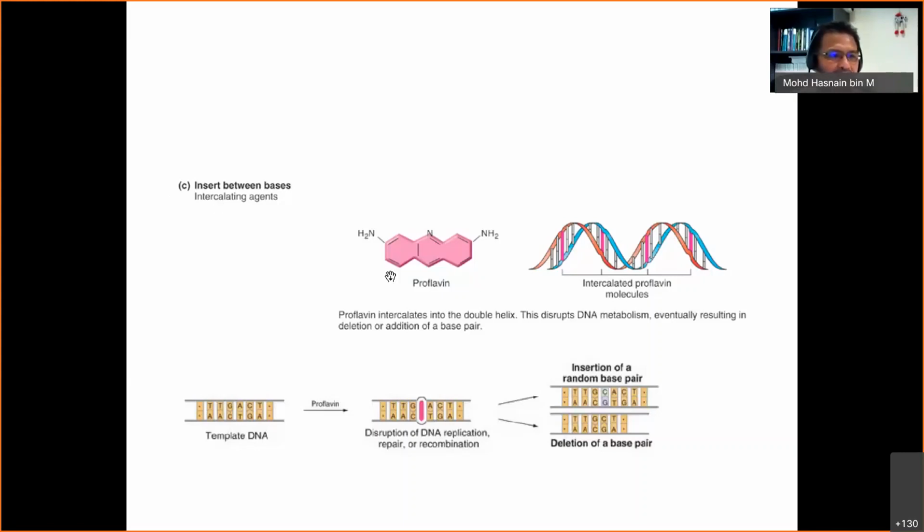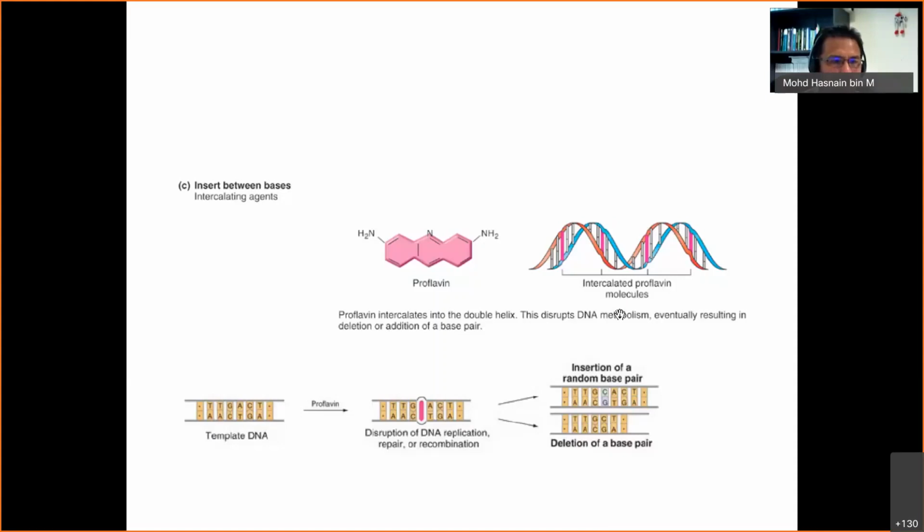So proflavin intercalates into a double helix at the groove area, which then disrupts the DNA metabolism, eventually resulting in deletion or addition of the base pair. So it just inserts itself, and when it inserts itself, you imagine this one will create tension. If an intercalating agent comes over here, it will then cause tension over here.